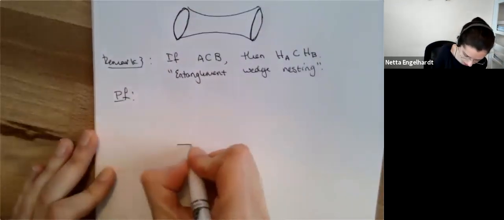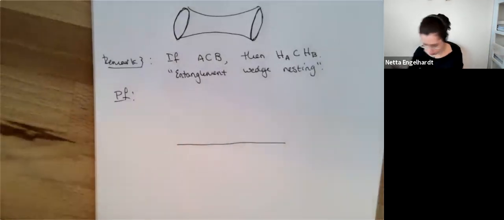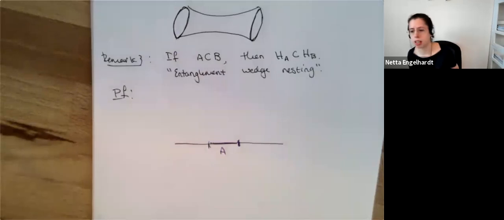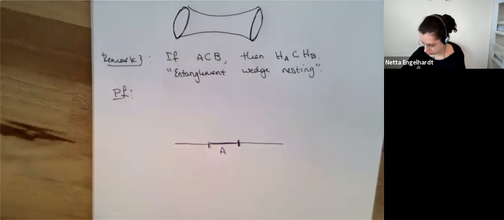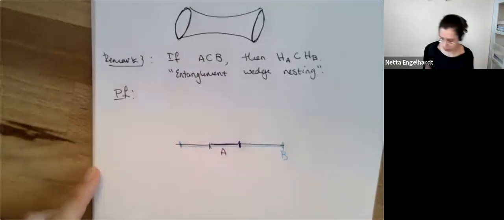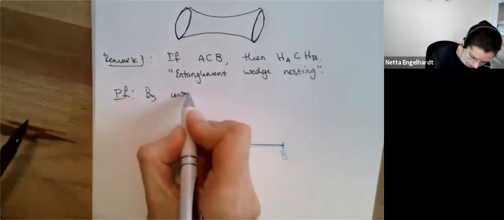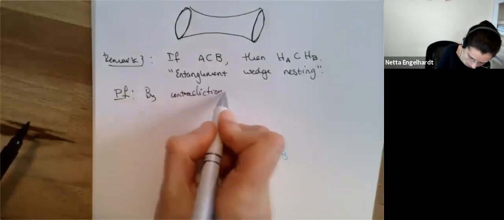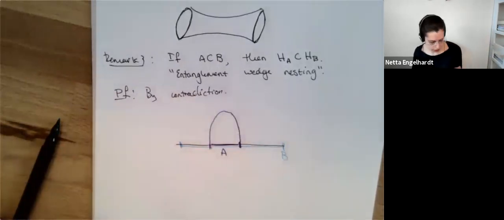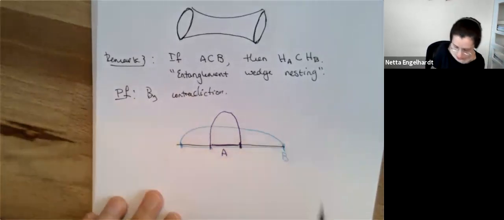So here's part of my asymptotic boundary. And here, let me use different colors. So this is my region A. Can you see that this is purple? Can you make that out? Yeah, okay, great. And let me call this larger region B. Suppose that this statement is false. So we're going to do this by contradiction. So this is our Ryu-Takayanagi surface for A, and this is the one for B.